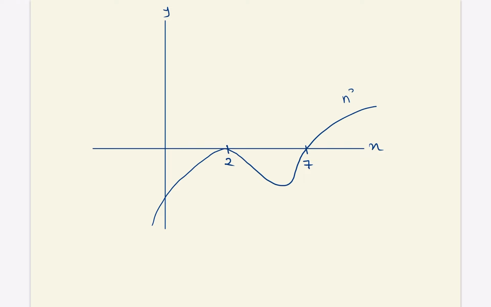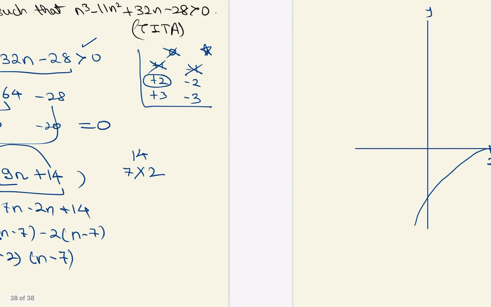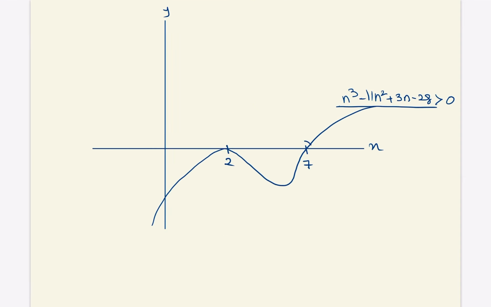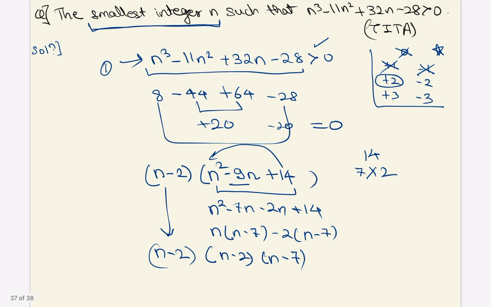So this is my n cubed minus 11n squared plus 32n minus 28, right? What do we need to know? We need to know where it is greater than 0, the smallest integer n such that this expression is greater than 0. You can see that 7 is the point where this entire function becomes positive, right? This is the point where it is 0. This is a root of the equation. Hence, the next integer on this graph where it is positive is 8. So this is how you get the answer for this question: 8.